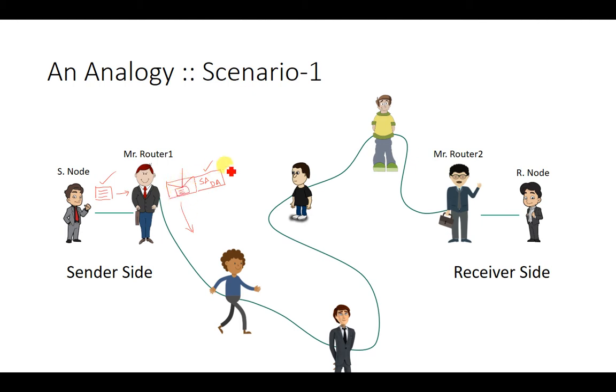Right? After this packet arrived at Router 2, it will see the destination address and transfer it to the R node, who is the designated user. Designated means that is the destination, who will take the packet and open the packet to read the message. This is what happens in the case of transport mode.